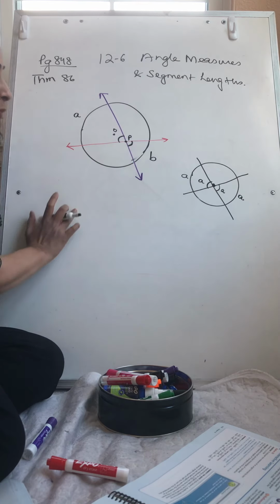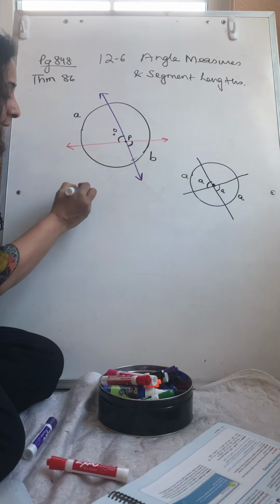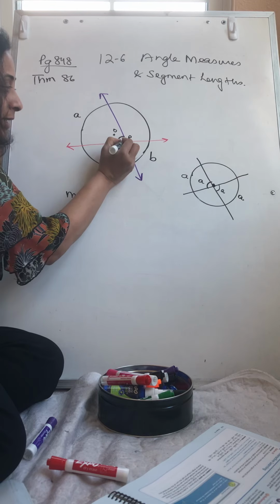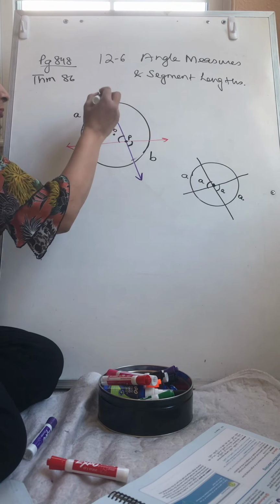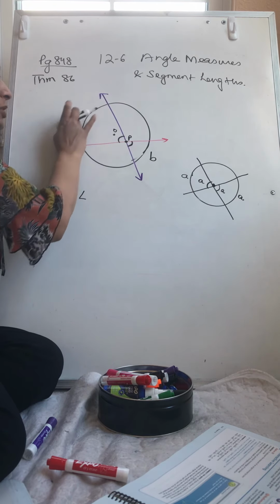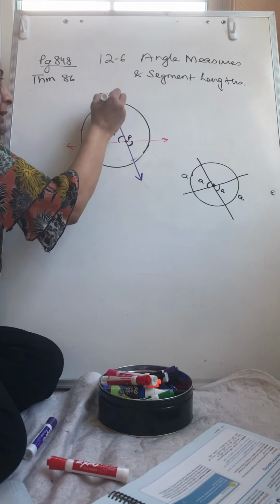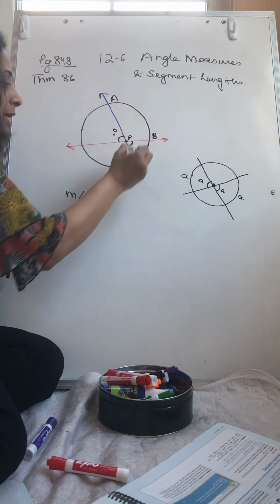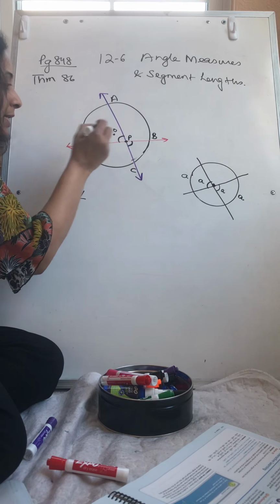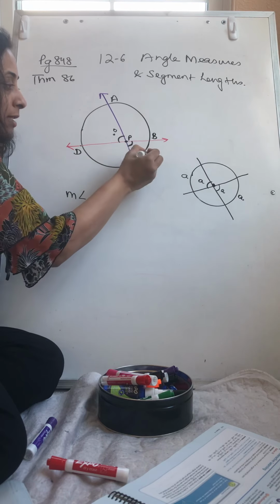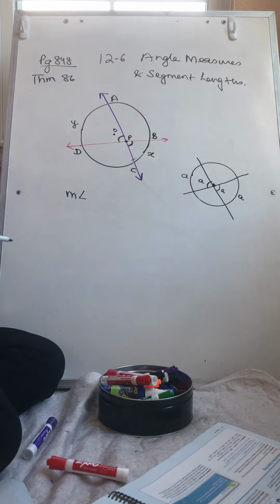So what I need to prove here is the measure of this angle at P. Let's give it some names. I already used A and B, so let me not use those. Let's use A, B, C and D for the points on the circle. Let's call this X and let's call this Y.